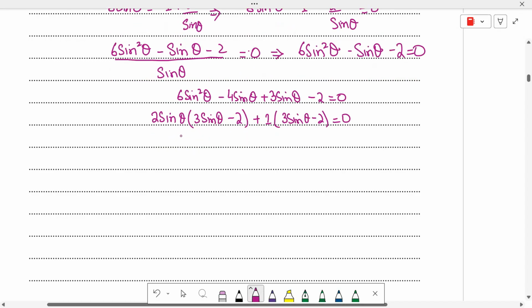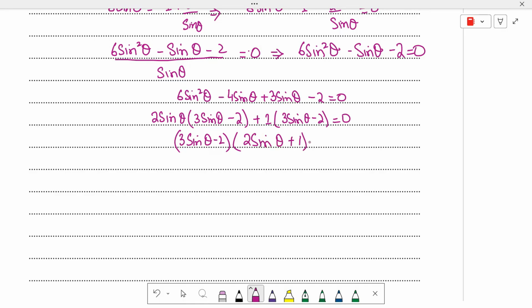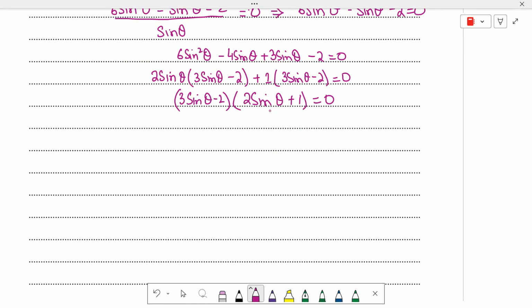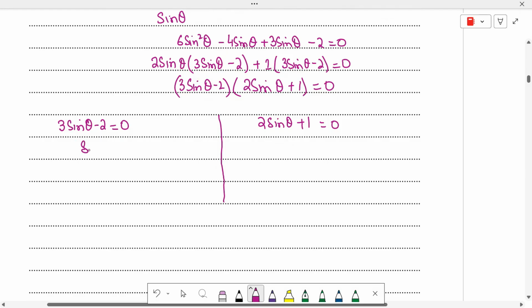So we will have 3 sin θ − 2 common, and this will be 2 sin θ + 1 equal to 0. Equating each factor with 0, 3 sin θ − 2 = 0, and on the other side we will have 2 sin θ + 1 = 0. In this case sin θ is equal to 2/3, and in this case sin θ will be equal to negative 1/2.